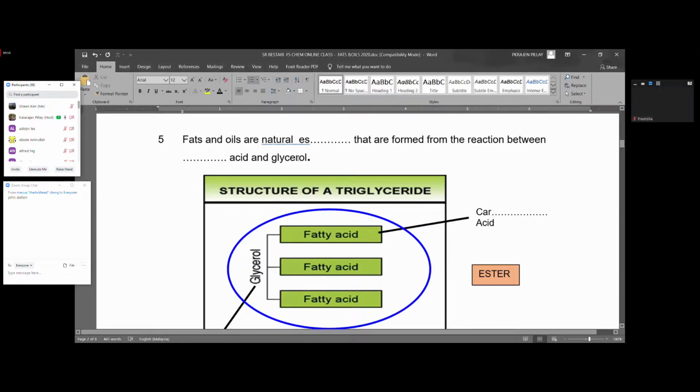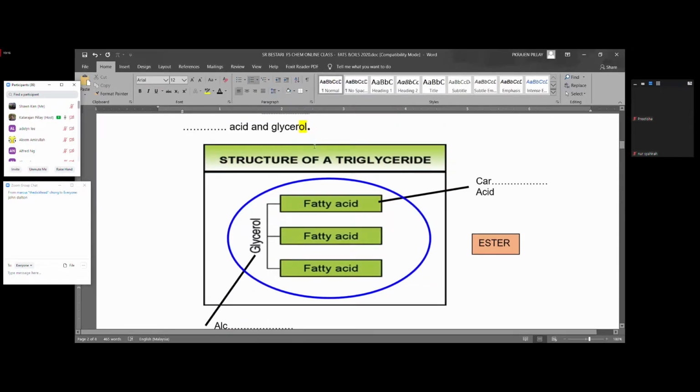See the word glycerol, OL. What does that remind you of? It reminds you of an alcohol. Fatty acid reminds you of a carboxylic acid. But you don't take carboxylic acid and alcohol to get fats and oils. You understand? You have fatty acids, which is actually a carboxylic acid, and glycerol. So when I say triglyceride, this is actually a fat molecule. For those taking biology, you know what I mean. It's a triglyceride.